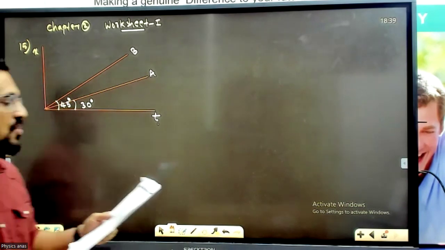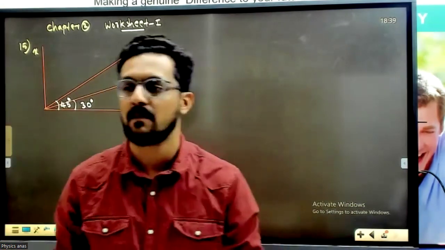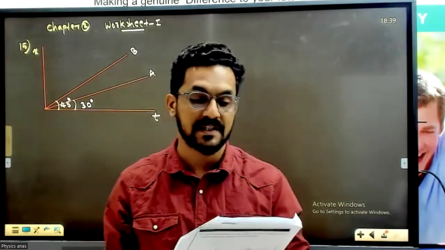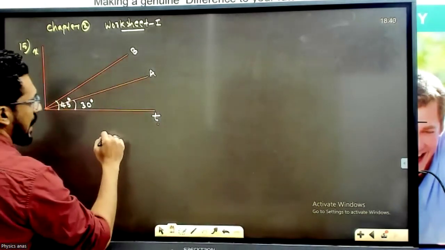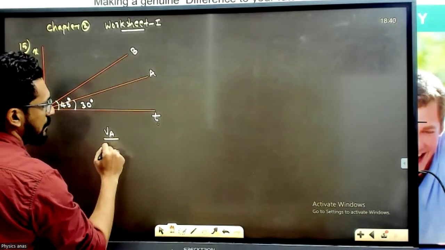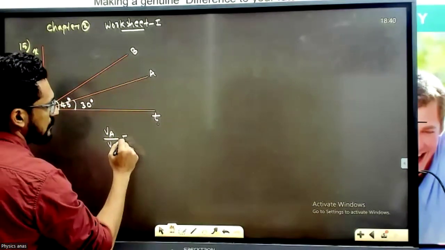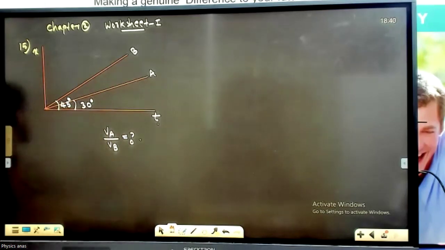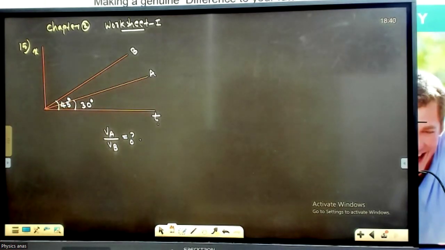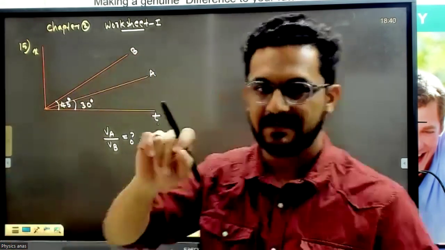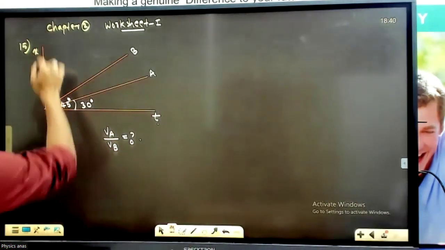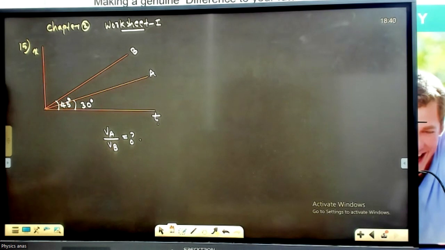And what is the ratio of the velocities of A and B? VA divided by VB. This is what you have to find from the question. That's the question. So the first problem is to identify the question. I will repeat the question for Sana. Sana, this is a displacement time graph from the question.